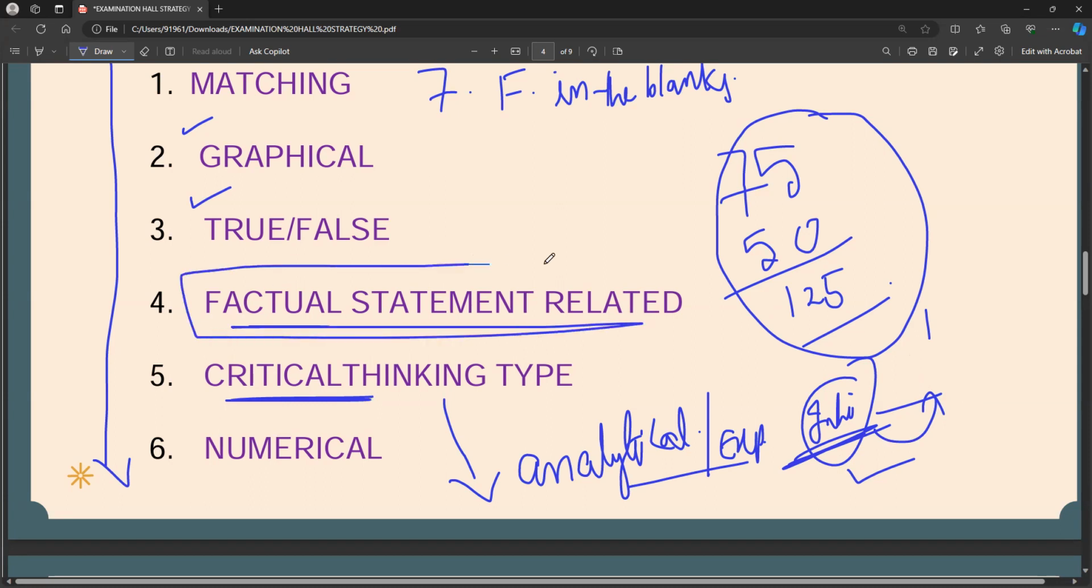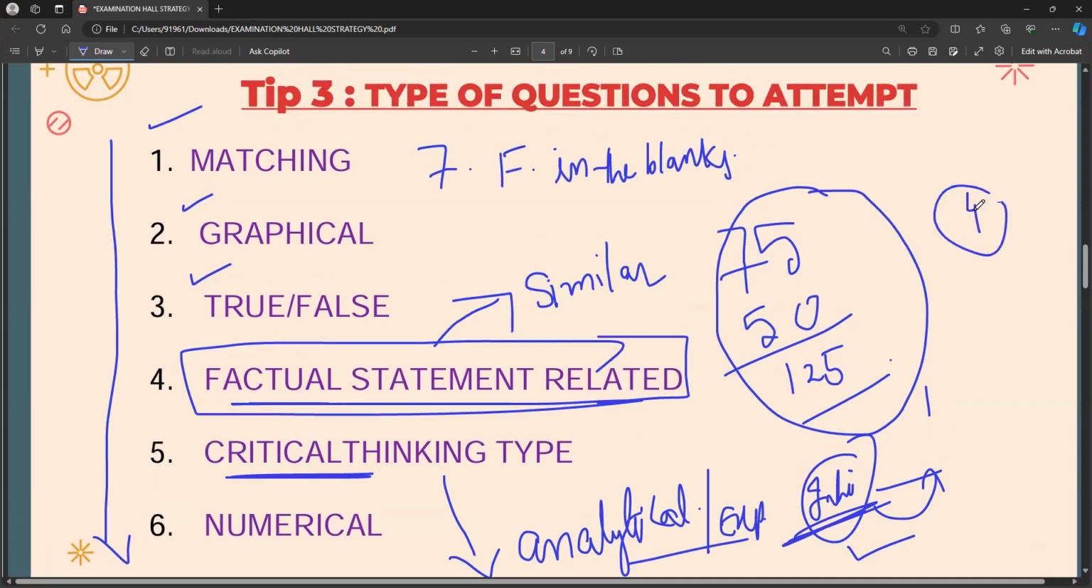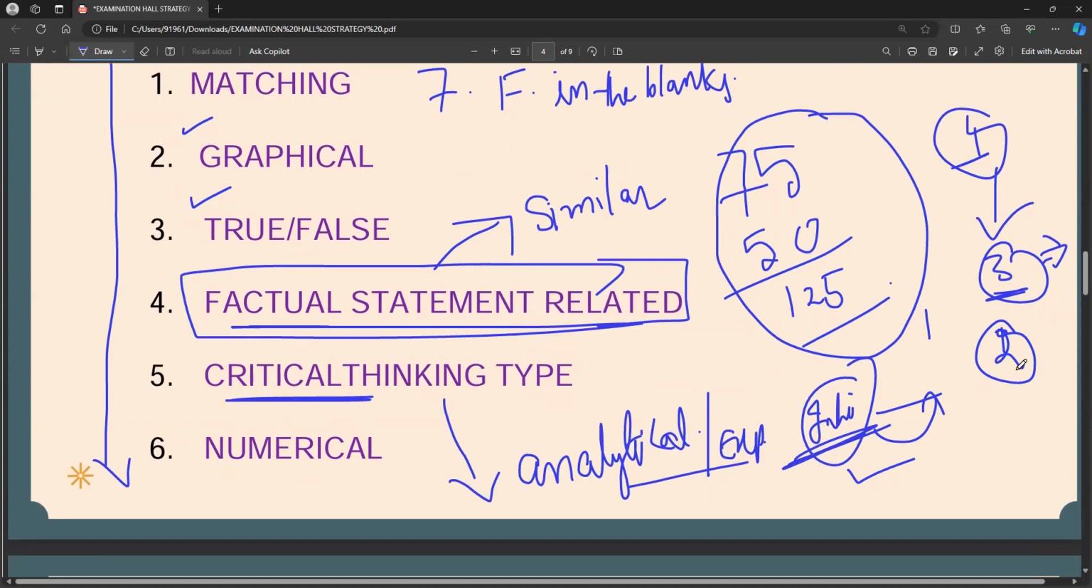Factual statement related questions: what is the speciality of this question? Trust my words, all the options seem to be similar. Every single option seems to be similar. In the given 4 options, you feel 3 options are appropriate to the given question, but they will ask you to choose some questions where only 2 options should be correct, but you will find 3 options correct, or sometimes even 4 options are correct.